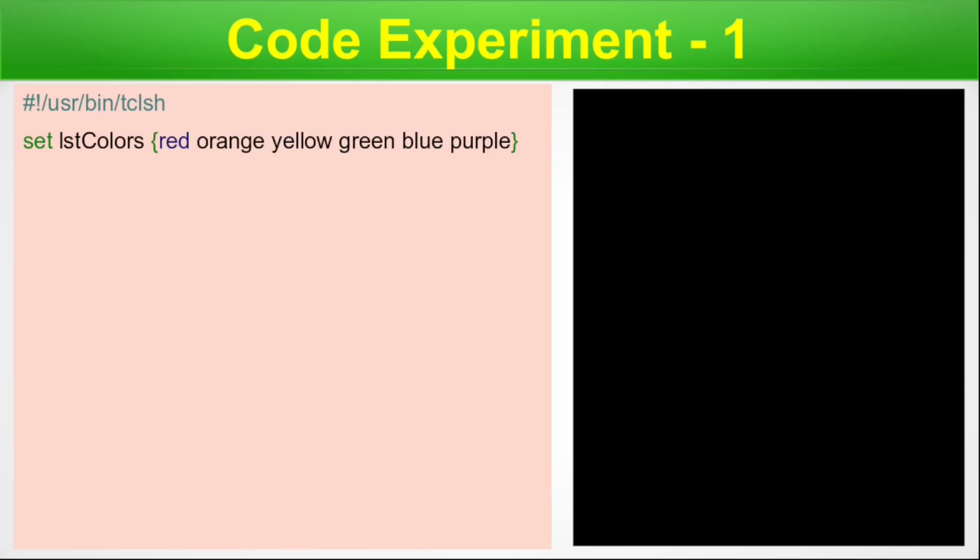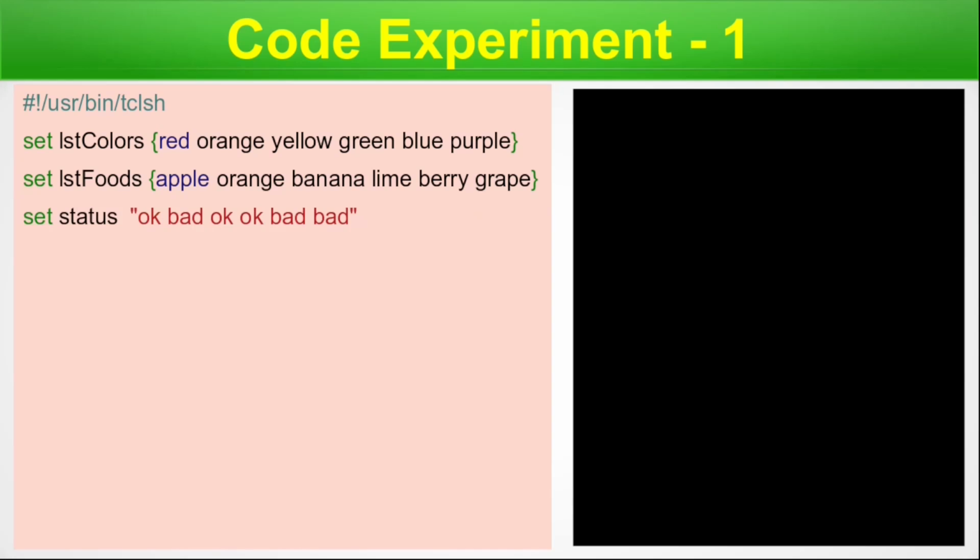So we are here in the code experiment 1. Here goes our code, and here comes our output. These are 2 placeholders. Our code begins with #!/usr/bin/tclsh. The first list is the list of colors, which contains 6 colors. Next, the list of foods, which contains 6 fruits. And the third one is of status, which also contains 6 elements.